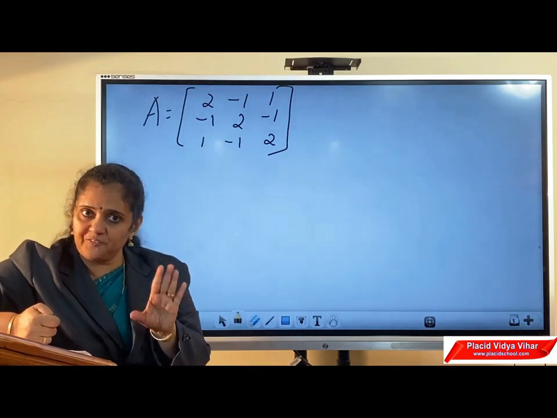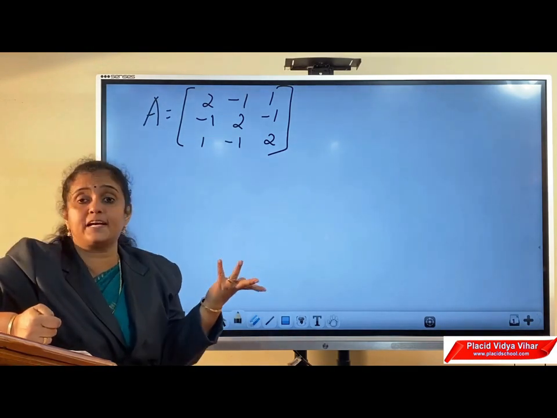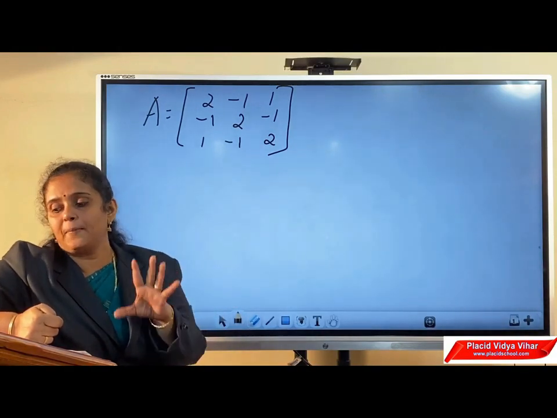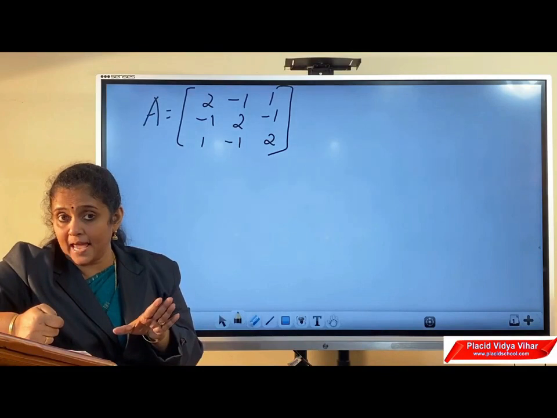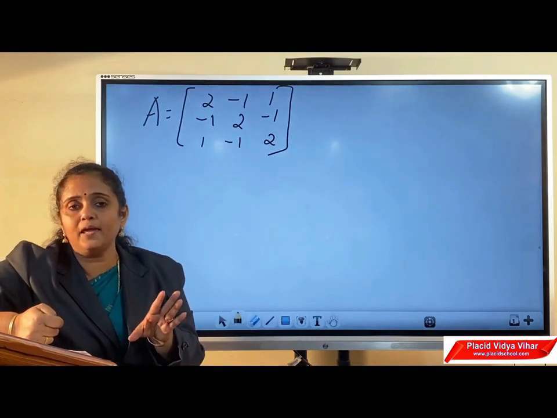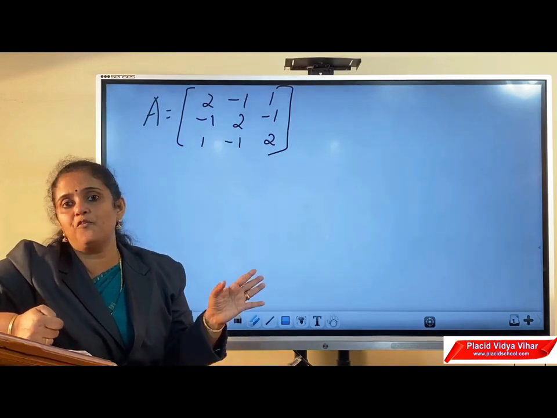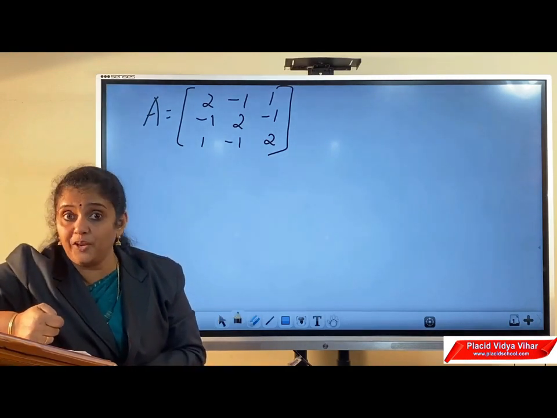So I am not doing the first part. We already studied how to do the first part. Find A cube minus 6A square plus 9A minus 4I, then you will get a null matrix. The second part of the question now we can do: hence find A inverse.